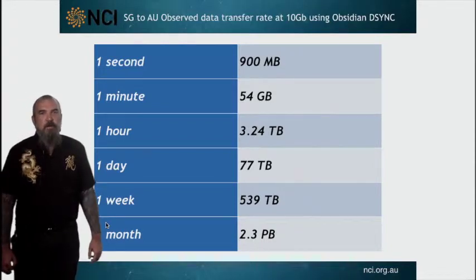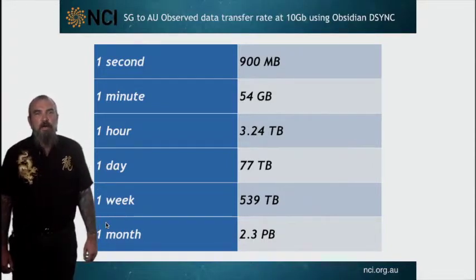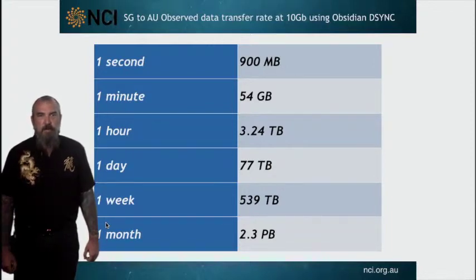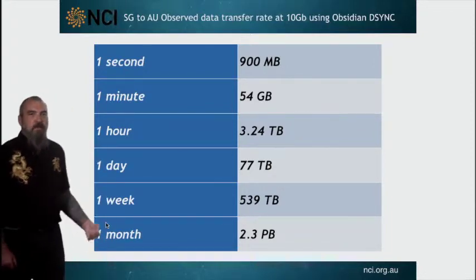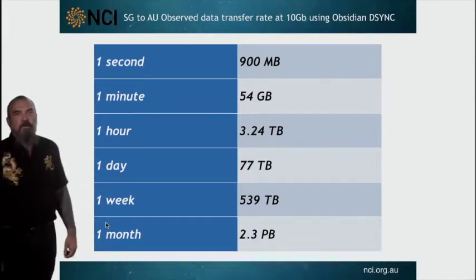Our observed data rate between Singapore and Australia was consistently around 900 megabytes per second, indicating a link utilisation of almost 100%. These numbers have been extrapolated out to give you some idea of data transfer capability over some normalised time periods.